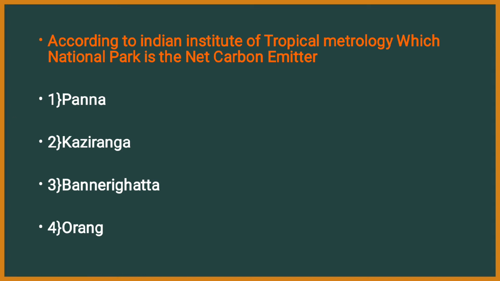Next question. According to the Indian Institute of Tropical Meteorology, which national park is the net carbon emitter? Now, your task is to comment on where this Indian Institute of Tropical Meteorology is present, right? In which state or in which place is it present? Option 1 Arpanna, second Kaziranga, third Bannerghatta, and Orang. Here the answer is Kaziranga.